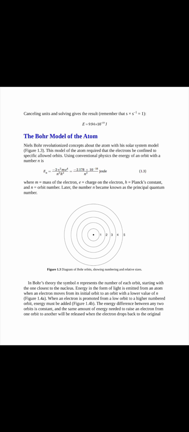Later, the number n became known as the principal quantum number. In Bohr's theory, the symbol n represents the number of each orbit, starting with the one closest to the nucleus.